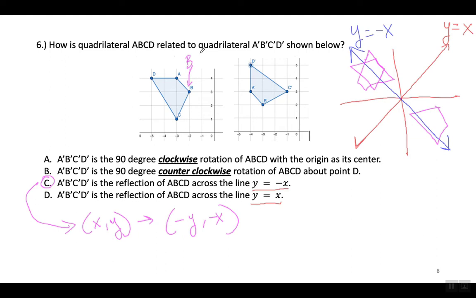Alright, so point B is at negative 2, positive 3. According to this rule, B prime would have to be at negative 3, positive 2. And if you look here, that's exactly where it is. B prime is at negative 3, positive 2. Alright? If I check the other points, it'll match up as well.